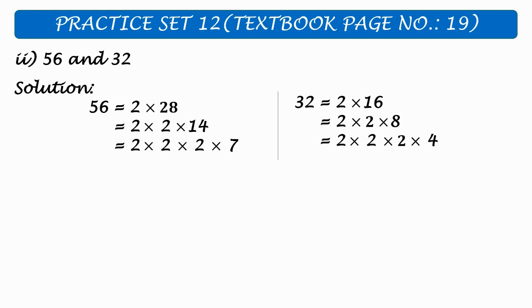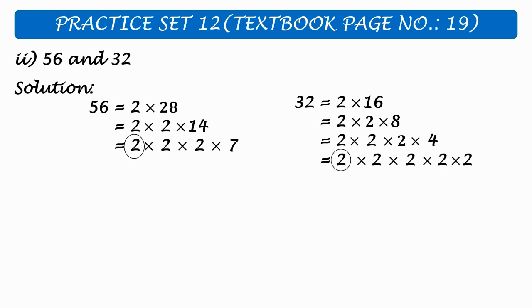Again, 4 can be factorized. So we can get the prime factors in the product form for 32 as 2 multiplied by 2 multiplied by 2 multiplied by 2 multiplied by 2. Now by seeing the prime factors in the product form of 56 and 32, we can see that 2 is common in 56 and 2 is common in 32.